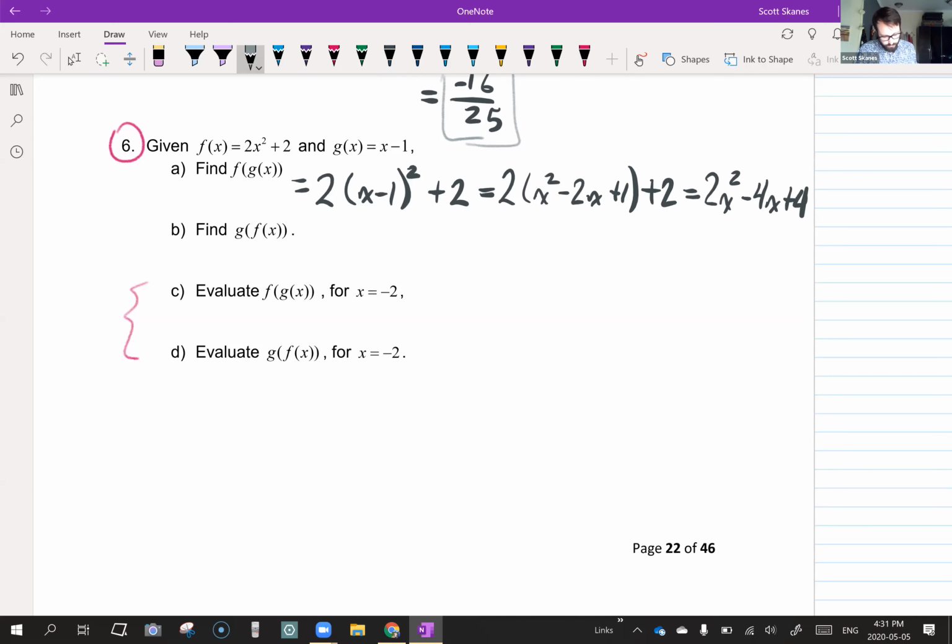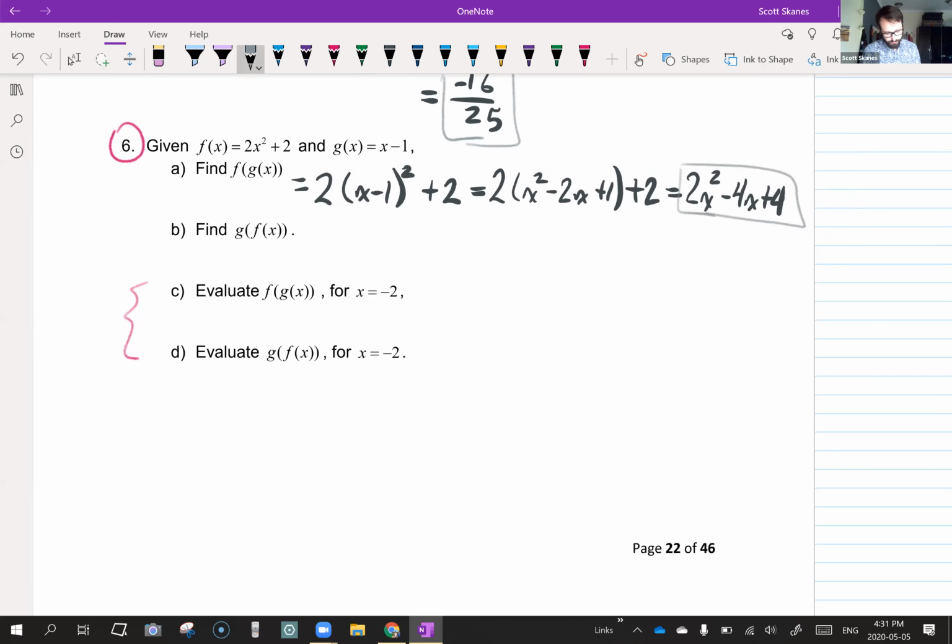That's what I got anyway. You should always check my work, but pretty sure it's right. Just going to move this over a little bit, make it a little smaller. Okay. So again, f of g means put g inside f.